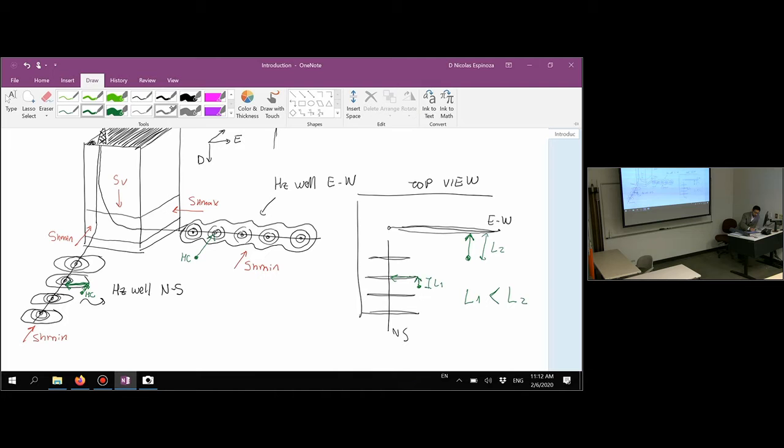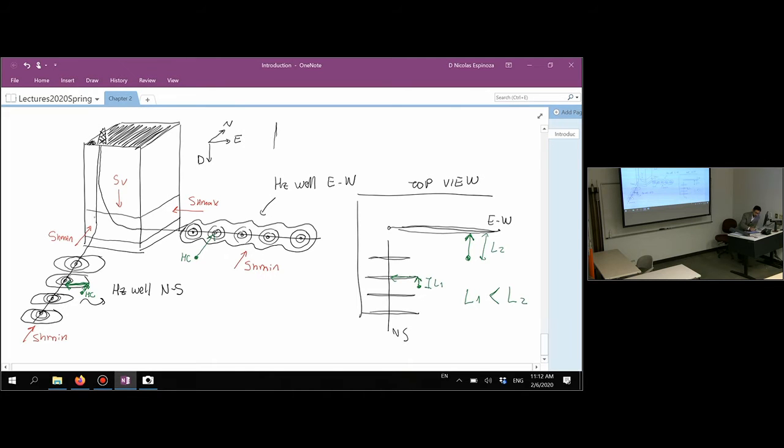Any other question? I'll give you time while I work on my art here. So this is going to be the rock that is being fractured. Okay.